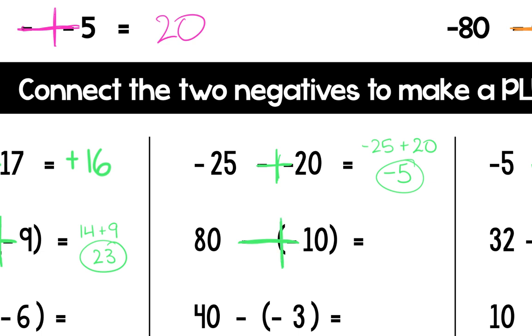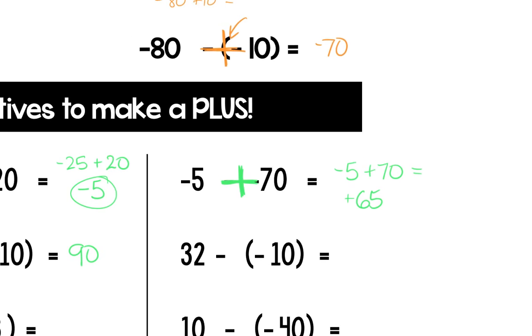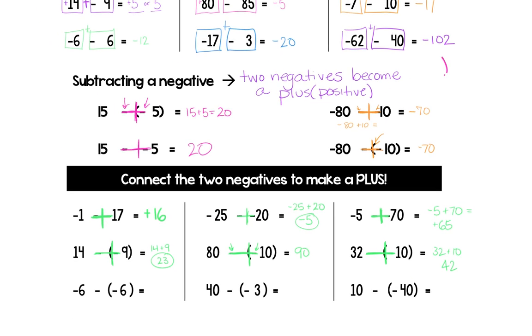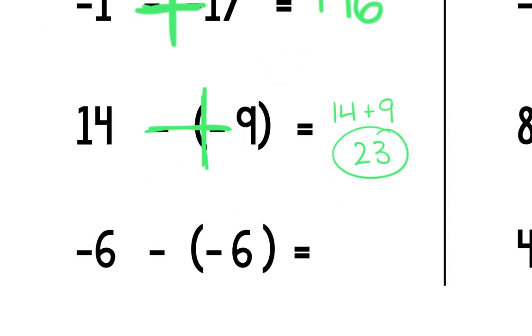I want you to be practicing connecting the two. We get 90 here, 80 plus 10. Connect two negatives in a row, make it a big plus sign. This becomes 32 plus 10 or 42. Negative 6 minus negative 6. A lot of people look at this and get confused here. So we're going to take this, make it a great big plus sign. Negative 6 plus 6, we get 0.